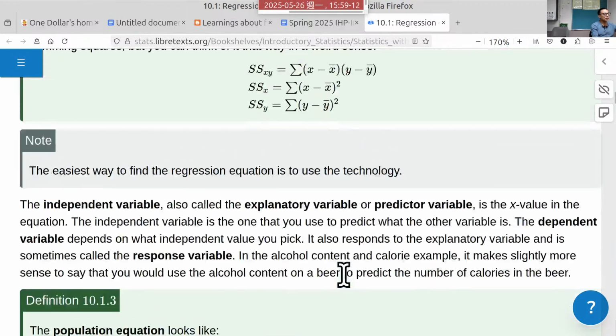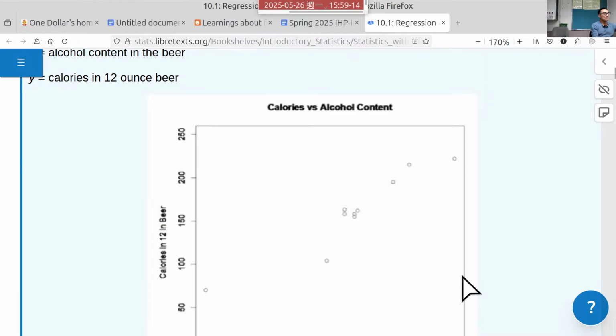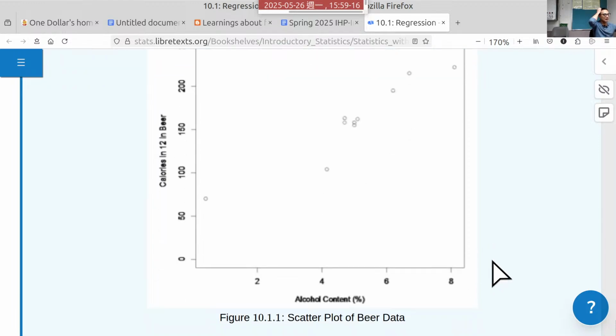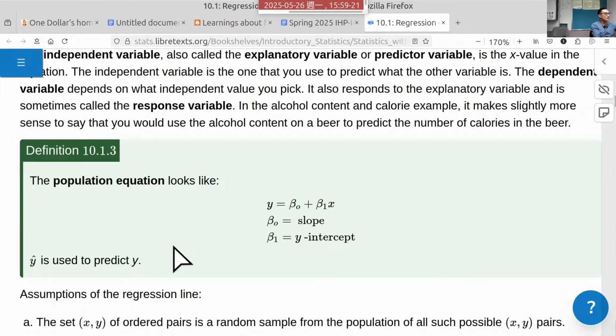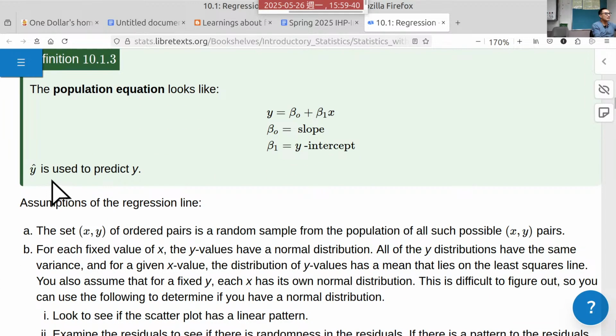I think we can return to this one. Oh, no, maybe we can move forward. Then later we can come back. Definition 10.1.3. The population equation looks like this one. Y equals beta 0 plus beta 1 x. Beta 0 is the y-intercept. Beta 1 is the slope. Y hat is used to predict y. Yep, that is the purpose, to predict this.